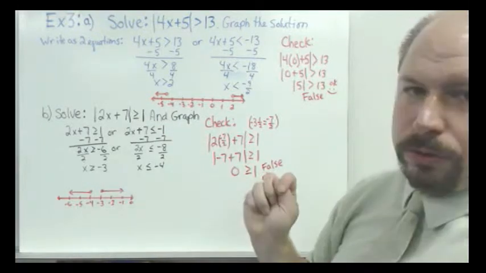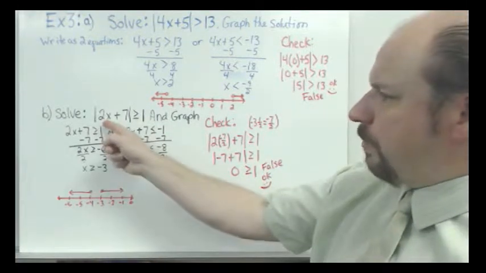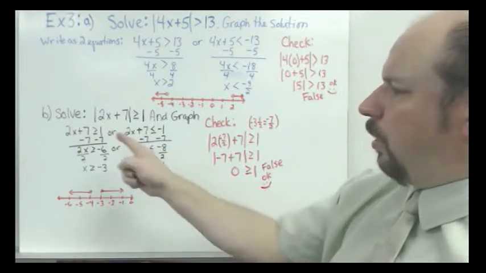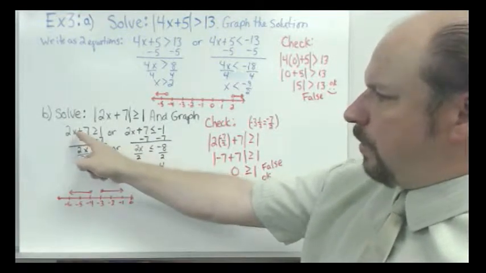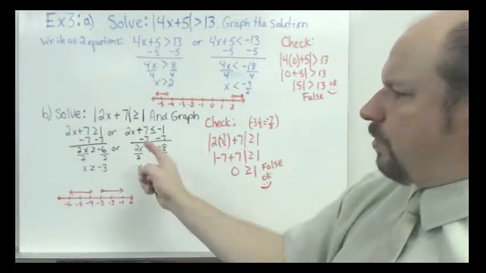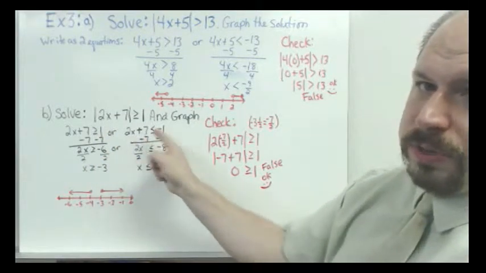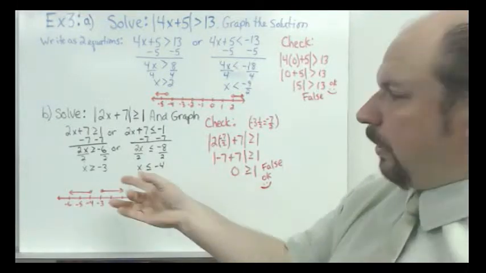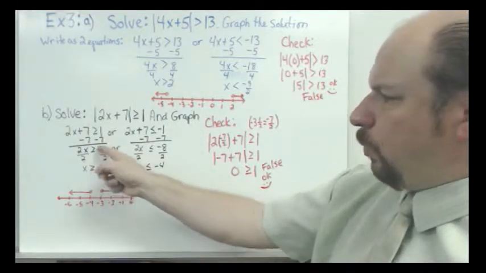This time it's greater than or equal to 1. So the absolute value of 2x plus 7 is greater than or equal to 1. So rewrite: 2x plus 7 is greater than or equal to +1, or 2x plus 7 is less than or equal to -1. And again, just solve like normal. So subtract 7 from both sides.